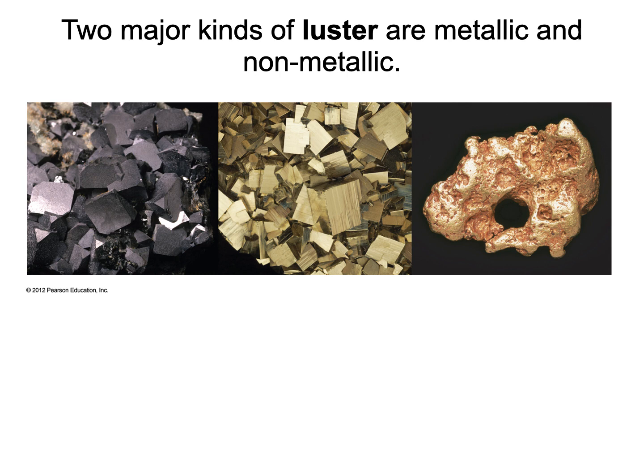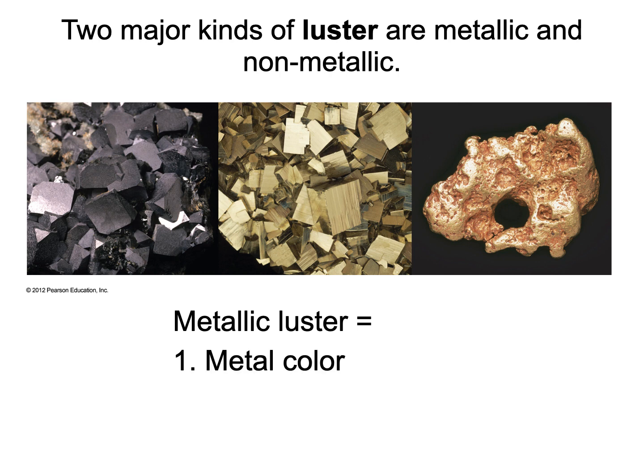The two major kinds of luster, or how light reflects off a mineral surface, are metallic and non-metallic. All of the examples here are minerals with metallic luster, and so there's three criteria that have to be true for something to be considered a metallic luster. First, it needs to be a metal color, so think chrome, aluminum, gold, other jewelry types of colors. It has to be shiny. It has to reflect light pretty well in a shiny manner.